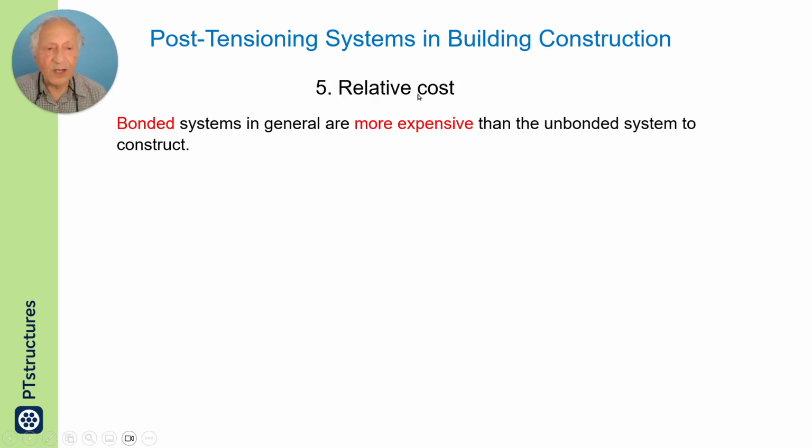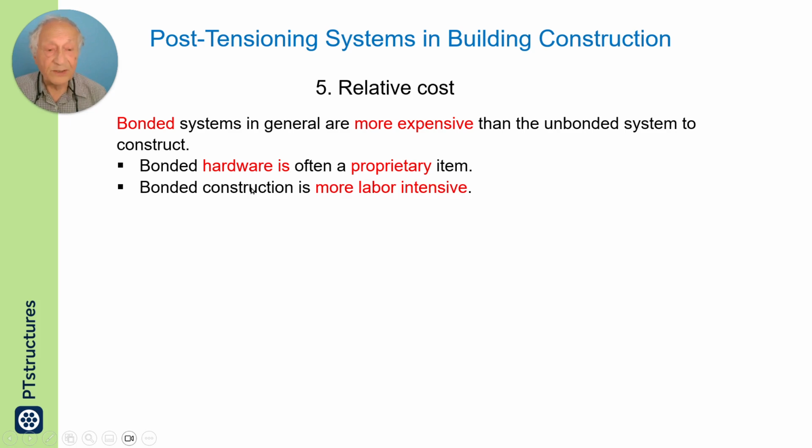When it comes to relative cost, the bonded system is more expensive than the unbonded system. The hardware, the anchor, is often a proprietary item. You just cannot go to a shop and buy it. It belongs to a supplier, and that somewhat restricts the application of a bonded system for any newcomer in the construction who does not have either a license from a hardware holder or doesn't have his or her own system. The bonded construction is more labor intensive.